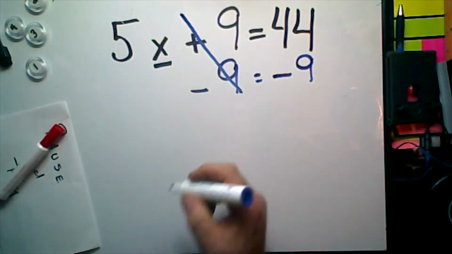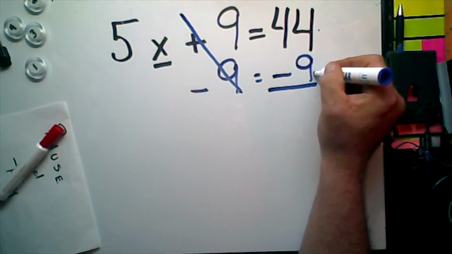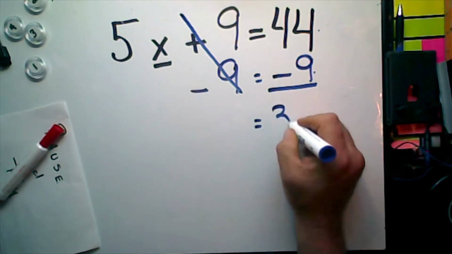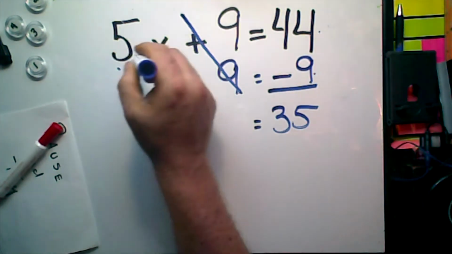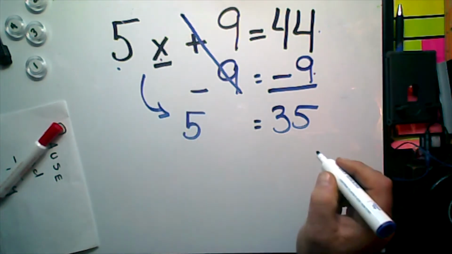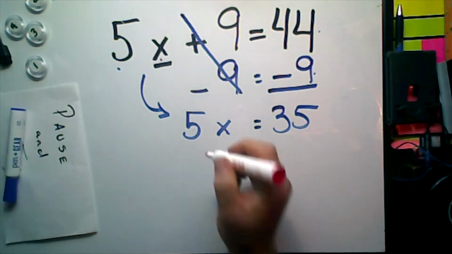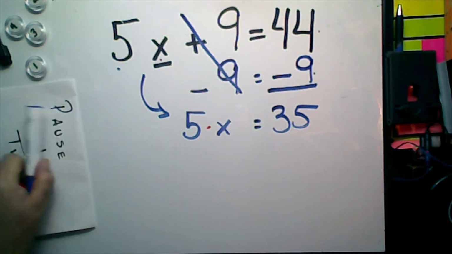Those cross out. Now, we do the crossing out on the left and the math on the right. 44 minus 9 is 35. Now we bring down what's left over. So 5x, or 5 times x. We've got to remember x is just a number we don't know yet. So we've got to remember there's a little multiplication sign in there.